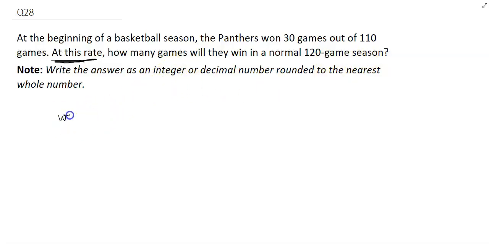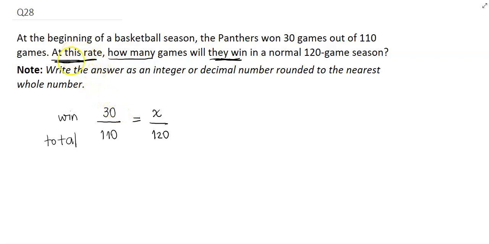The number of winning games, and this is win and total. I can write a ratio. So 30 wins out of 110. They want to know how many games they win. So how many games do they win if they play 120 games and want to keep the same rate.